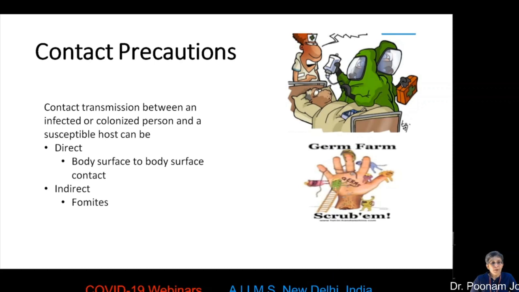Now coming to contact precautions, the contact transmission between an infected or colonized person and a susceptible host can be through direct contact, either body to body surface, or it can be indirect through fomites. So all the patient's belongings, the patient care items present in the patient care unit, they can act as fomites. Contact precautions can be observed by ensuring frequent hand hygiene, making use of personal protective equipments, and decontaminating the items more frequently.